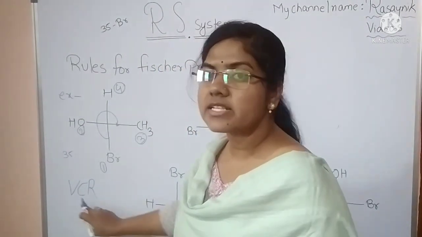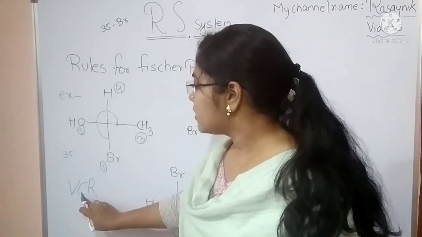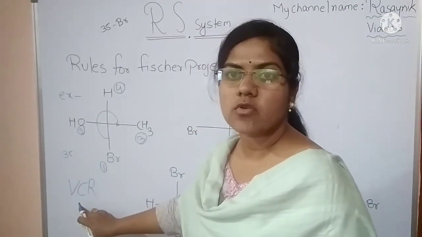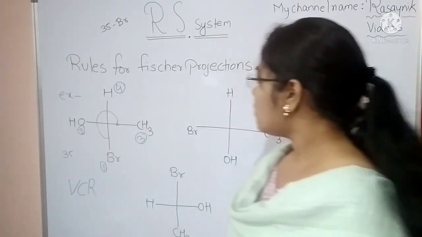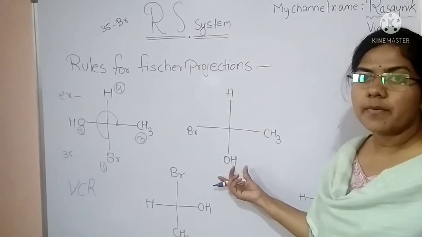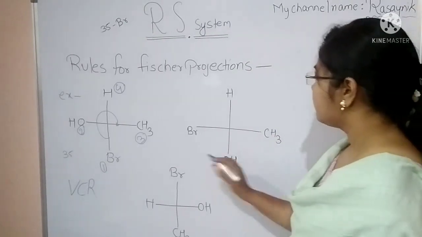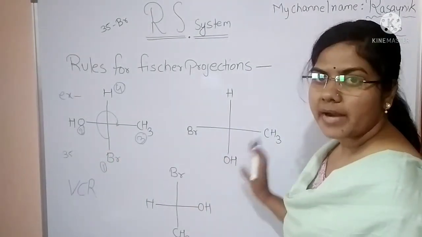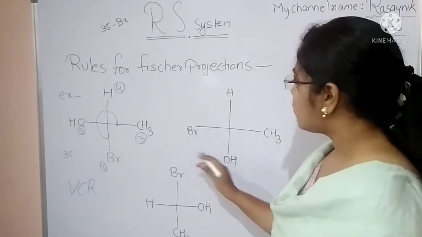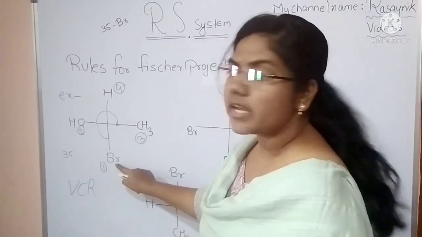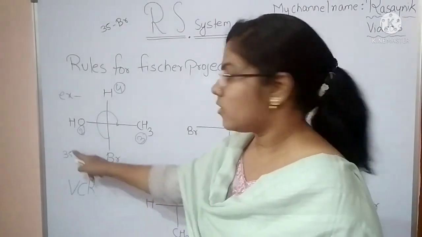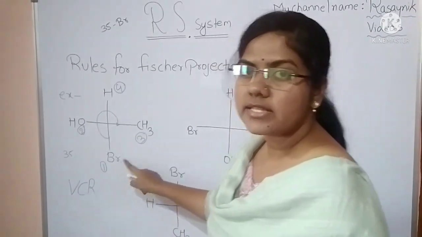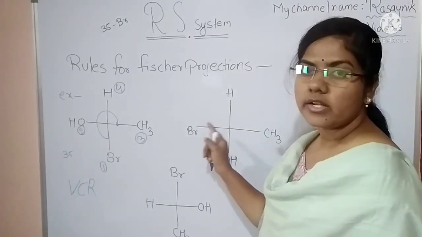VCR. What is the VCR? Vertically clockwise R. Now we take a second example, same as it is, with the same condition and same priority group, only the Br is changed to the horizontal line. This Br is on the vertical side and this Br is on the horizontal side.